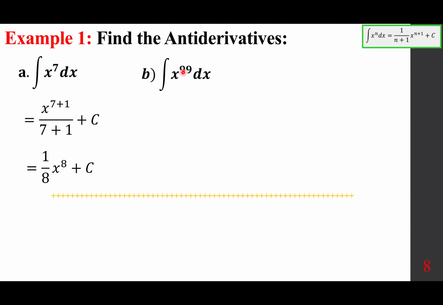What about the integral of x to the power of 99 dx? 99 add 1. So the new exponent is 99 plus 1. The denominator is 99 plus 1 and a constant, which makes it 1 over 100. X to the power of 100 and a constant. Very straightforward.